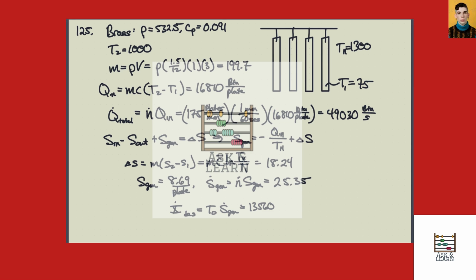In this problem, we have a facility where a bunch of brass plates are being heated as they pass through an oven. We're told that they pass through at 175 plates per minute, and they need to stay in the oven until their average temperature rises to 1,000 degrees Fahrenheit. We need to determine the rate of heat transfer to the plates in the furnace and the rate of exergy destruction associated with the heat transfer process.